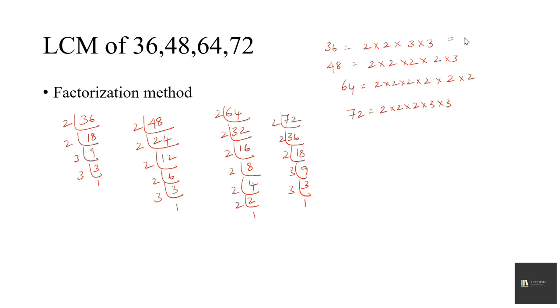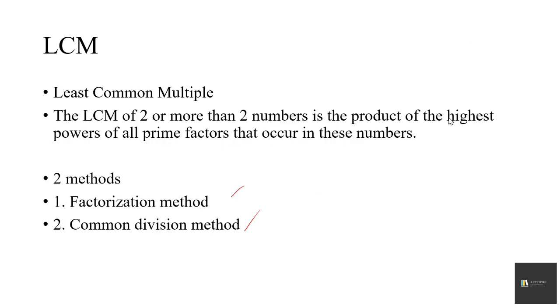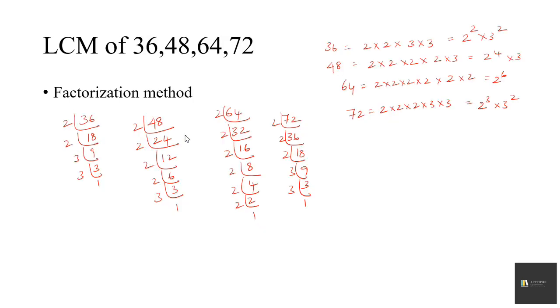So 36 can be written as 2 square into 3 square. Similarly, 48 can be written as 2 power 4 into 3. And 64 can be written as 2 power 6. 72 can be written as 2 cube into 3 square. So LCM is nothing but, from the definition, the product of highest powers of all prime factors.